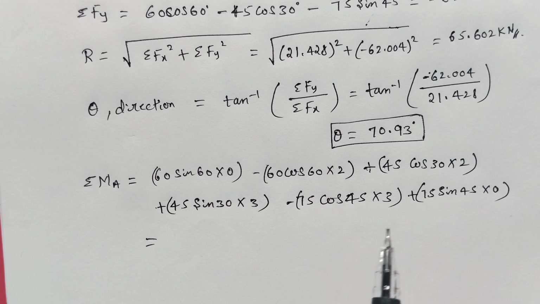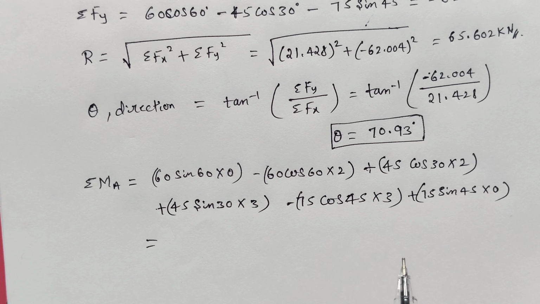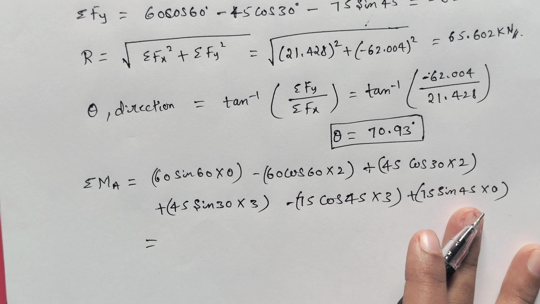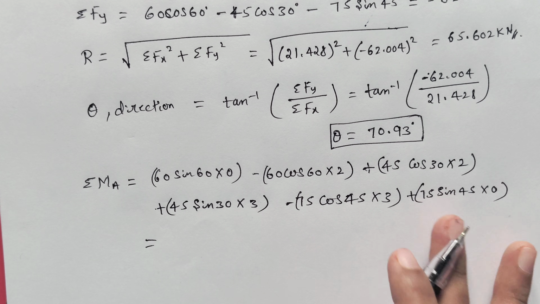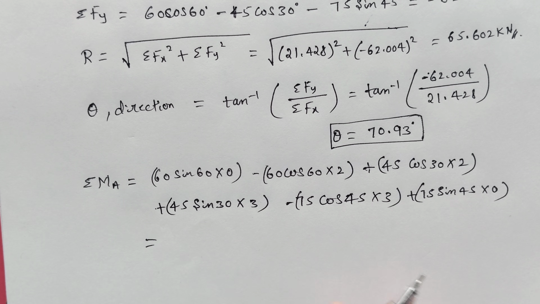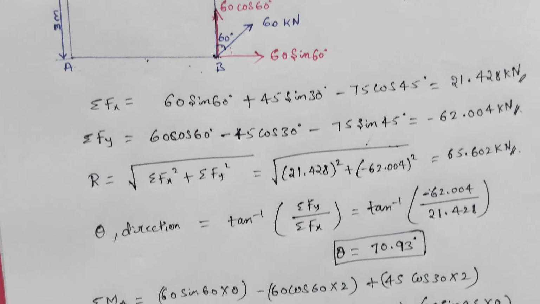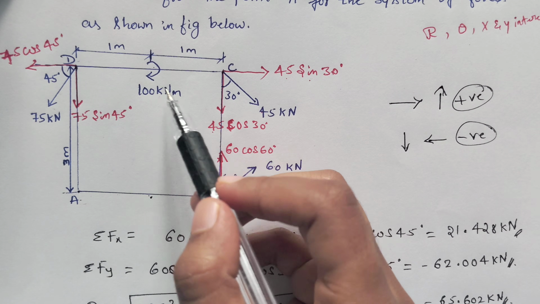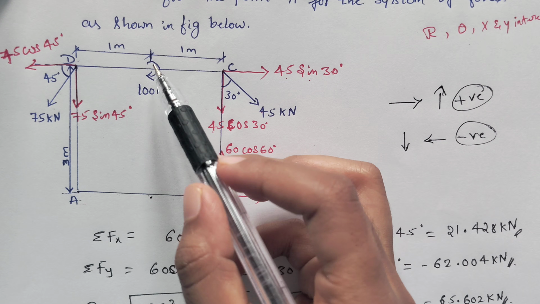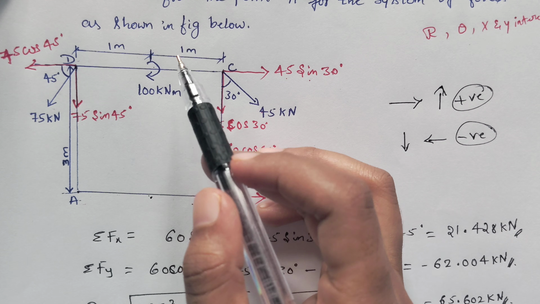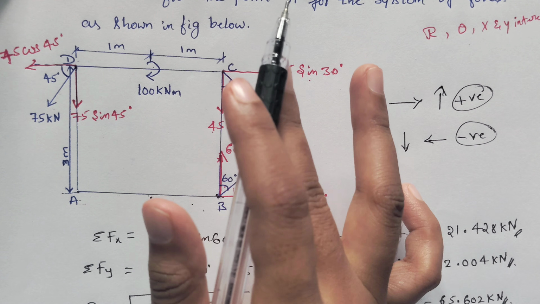One second. You have left something. Many of you might have identified by this time, but most of you just calculate this and do the calculation. This is where most of you lose marks. See here, they have given the moment. You have to take this also. This is the direct moment. You have to add the value. That's it.